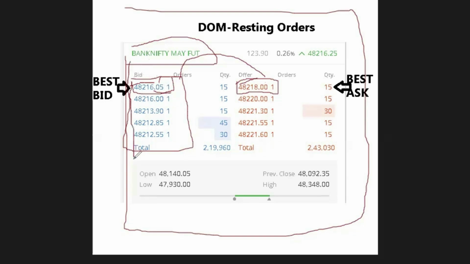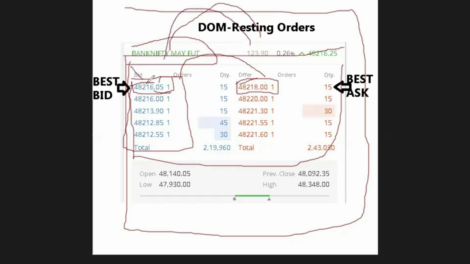Now these are called resting orders. Why resting orders? These are resting in the limit order book. I'm sure you know there are two types of orders: one is a market order, one is a limit order. So these are limit orders. As I said, these are also called resting orders or passive orders. When the price moves, an order gets hit at these prices. It could be because of a limit order or a market order.